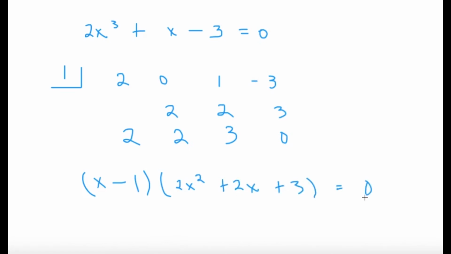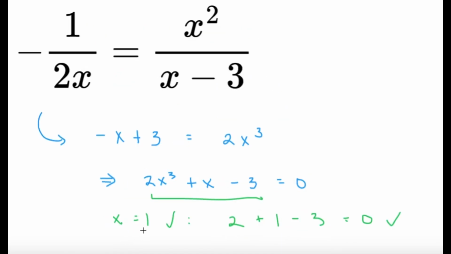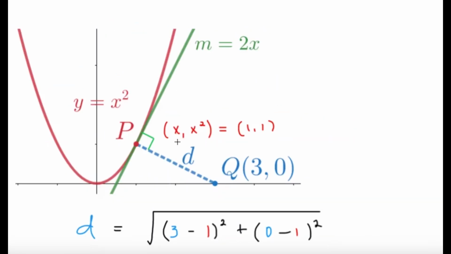So let's check if there are any other solutions. It is easy to check the discriminant here: b squared minus 4ac is 4 minus 4 times 2 times 3, that's 24, and this discriminant is negative. So we're not going to have any more solutions, therefore we can easily conclude that x equals 1 must be the only solution. Now that we have x equals 1, all we have to do is substitute it back into point P. So point P must be at 1, 1.